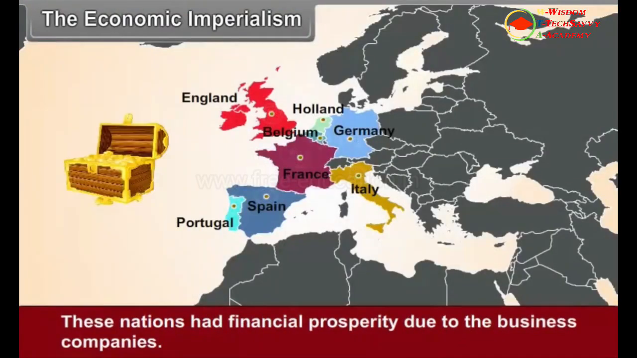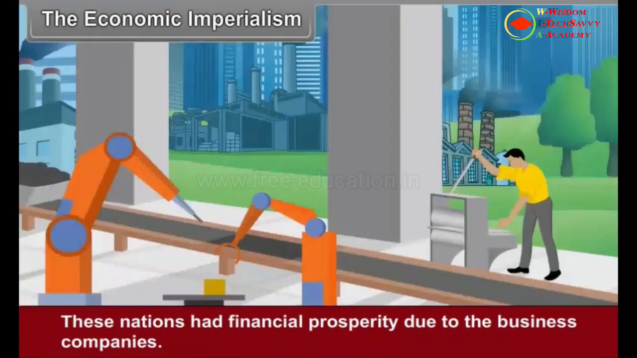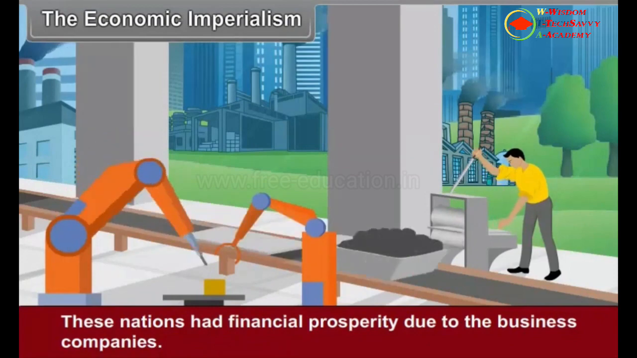These nations had financial prosperity due to the business companies. The exchequer of England flourished. The foundation of the European capitalist economic system was laid down. It was based on the production and exchange of products.